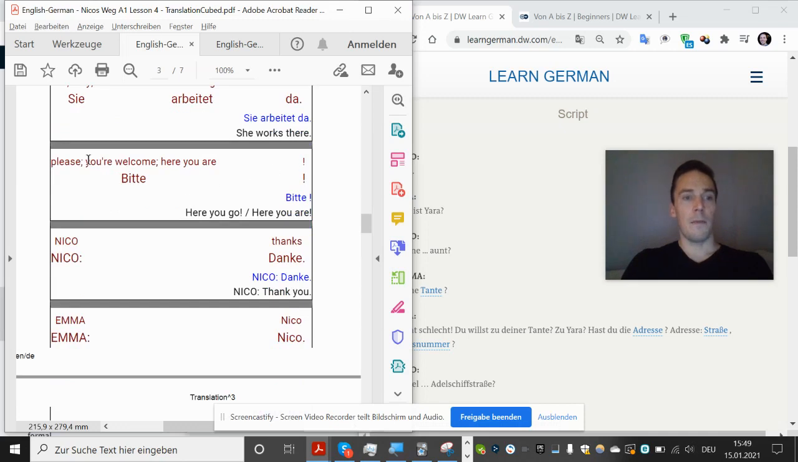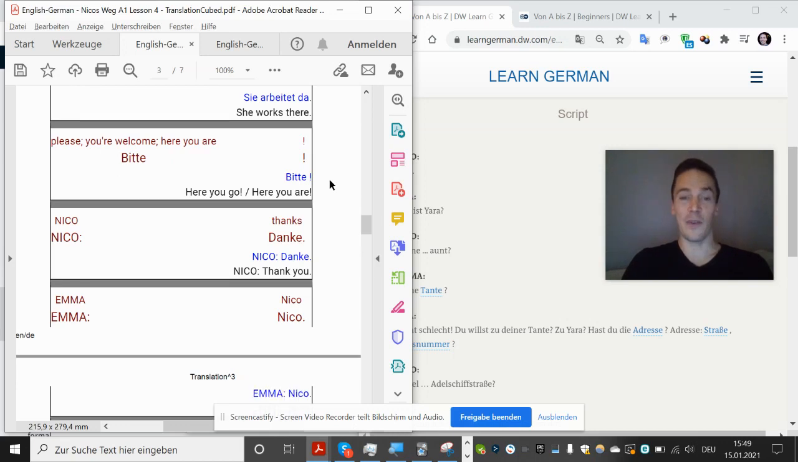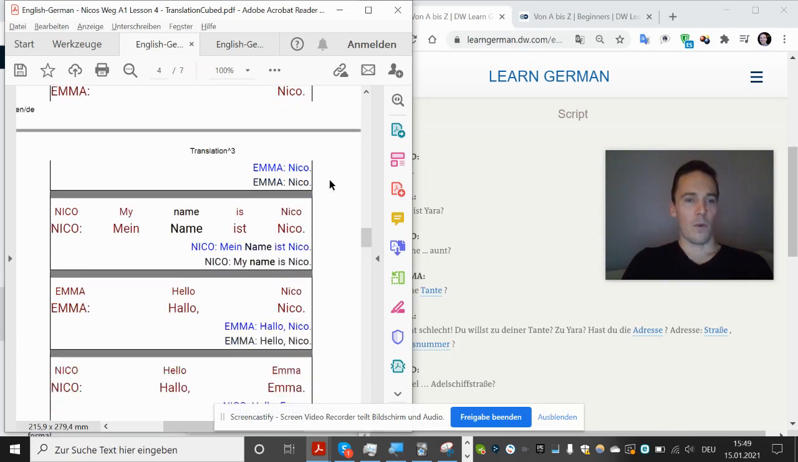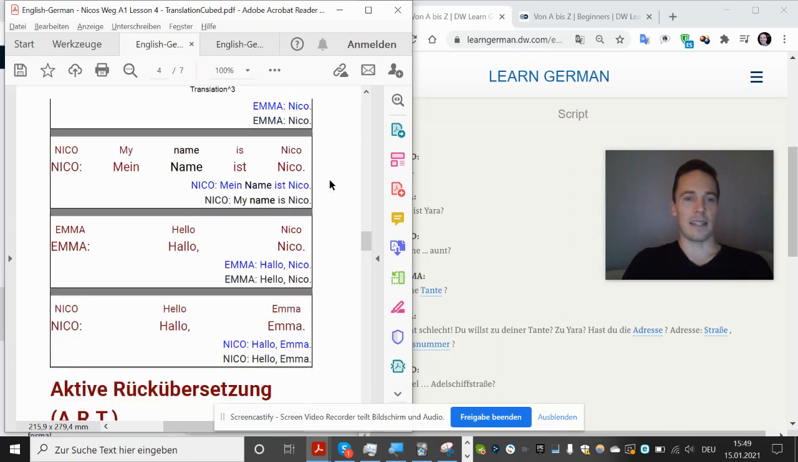Okay. Bitte can mean many things. It means please, it means you're welcome, but it also means here you are. Emma hands the cookies to Nico and says, bitte, here you are, here you go. And Nico says, danke. Okay, and then he practices, mein Name ist Nico.